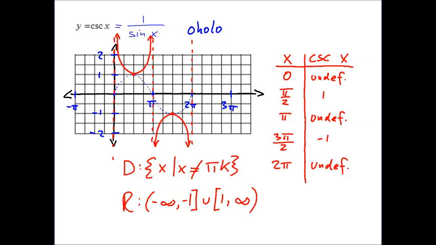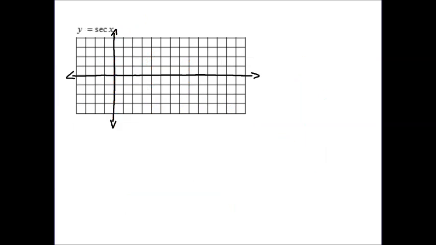And now let's move on to the secant function. Now the secant, as we know, is the reciprocal of the cosine. So y is equal to the secant of x is the same as saying y is equal to 1 over the cosine of x. And similarly to what we did before, we're also going to use our cosine function to help us out graphing the secant.